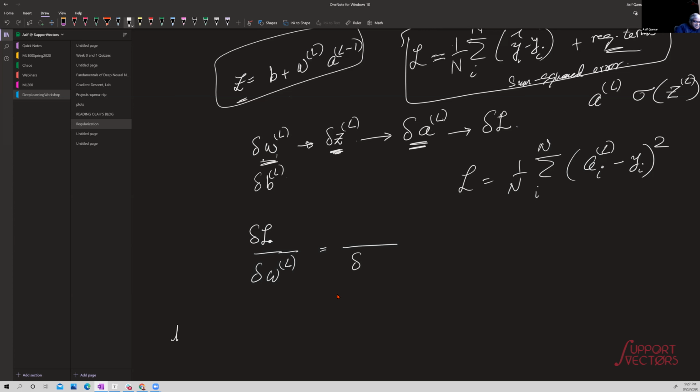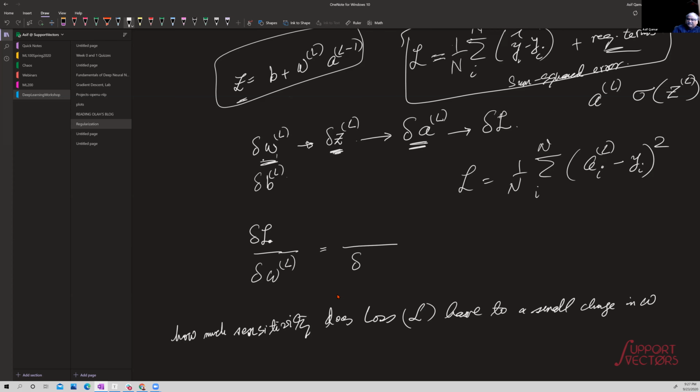So the way to pose this question is, how much sensitivity does loss L have to a small change in WL, right? So you make a small change, and how much did it change? If it changes a lot, then the ratio would be huge. If it changes only a little bit, then maybe the ratio is small, and it probably means that this little W does not need to be changed. It is not having much of a material effect in decreasing your loss or changing your loss.